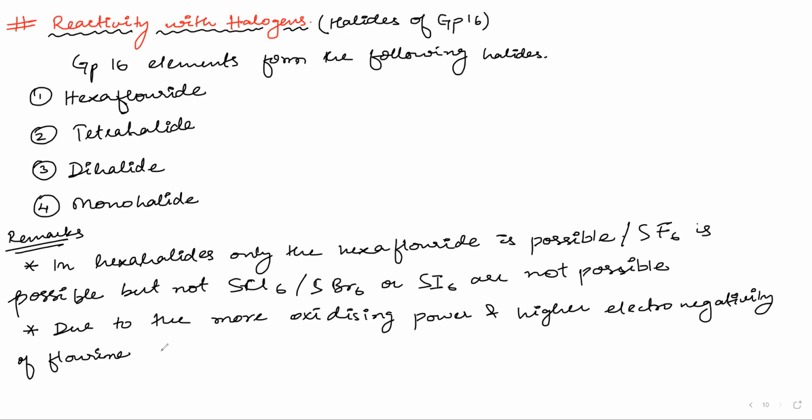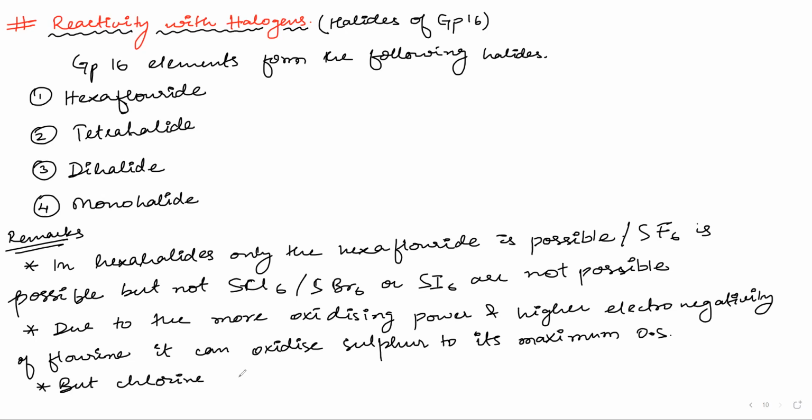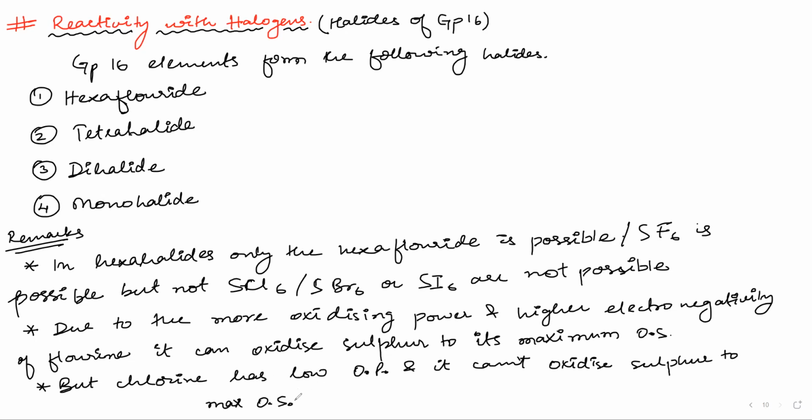Higher electronegativity of fluorine. It can oxidize sulfur to its maximum oxidation state. Okay, but what happens with chlorine? Chlorine has low oxidizing power. That is OP, oxidizing power. Low oxidizing power, and it can't oxidize sulfur to max oxidation state.